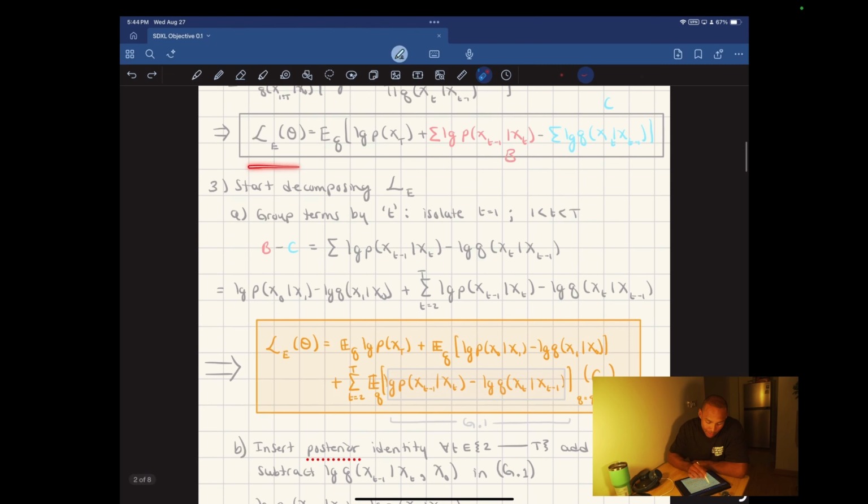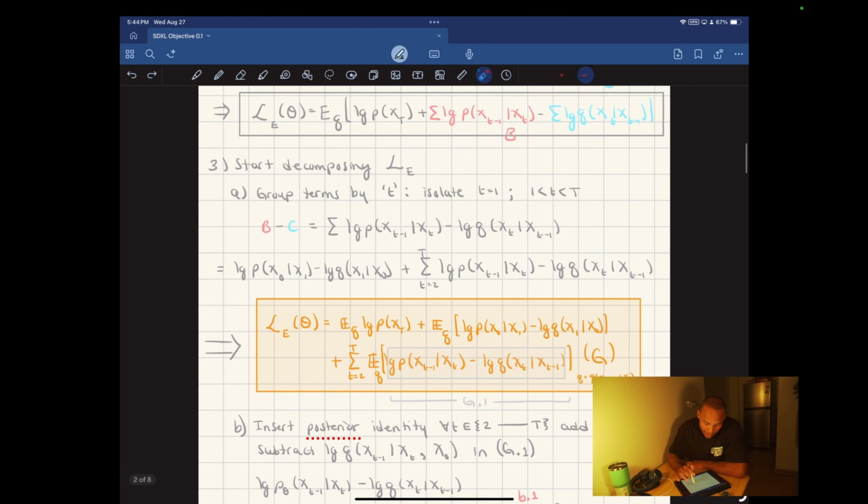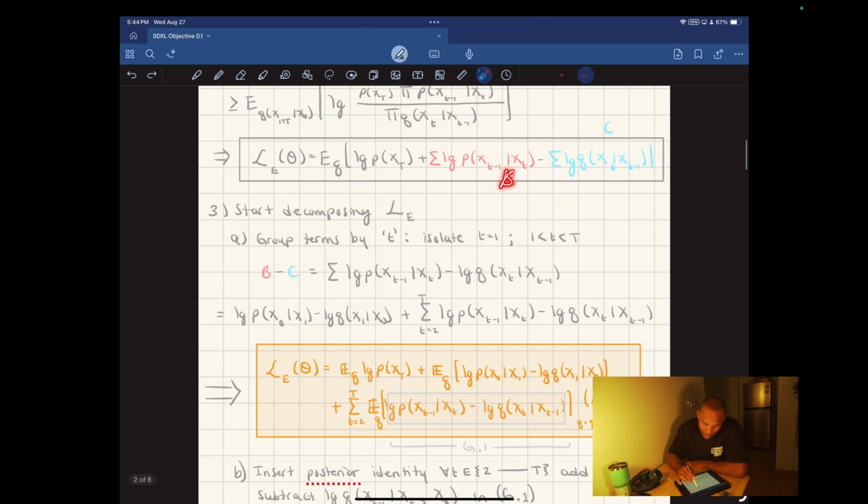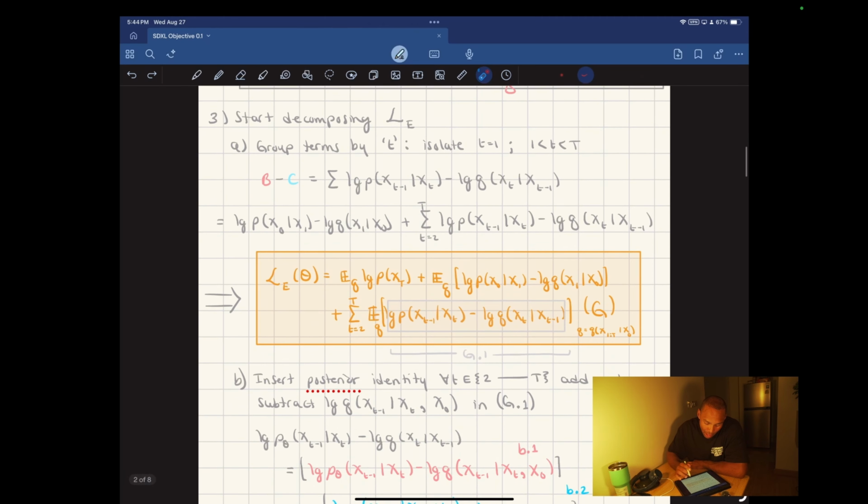Okay, so now we're going to start decomposing this. So I made this salmon color B, and this term this light blue color C. So this is B minus C right here. Okay, I'm just writing that here. So now we're going to group terms. I'm going to collect all t equals 2 to capital T, and then I'm going to collect all t equals 1. So this is all t. I'm just splitting this. I'm just removing this from the summation, and then that becomes t equals 2. So we just reindex, okay?